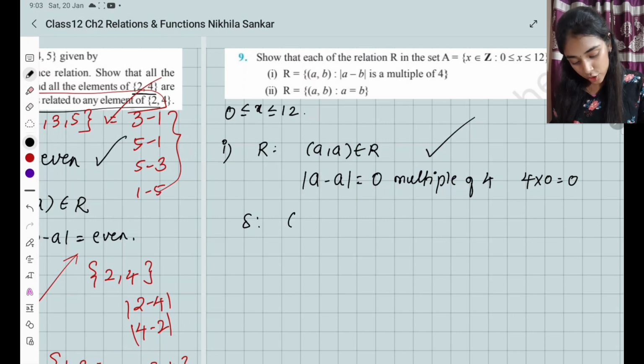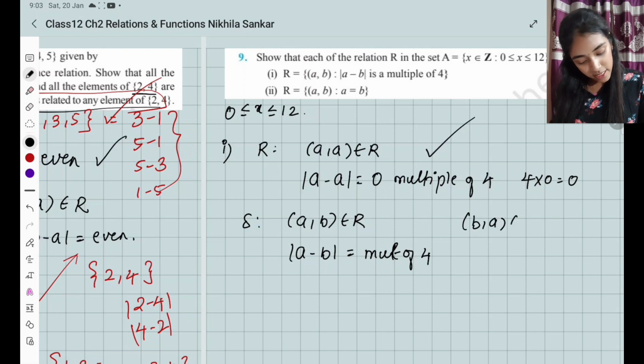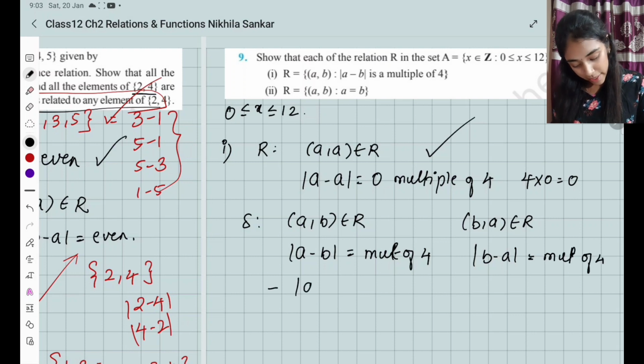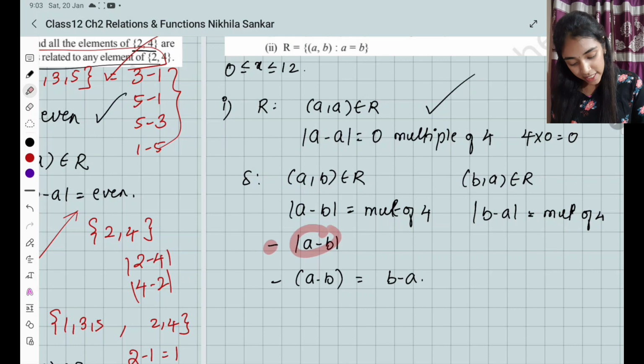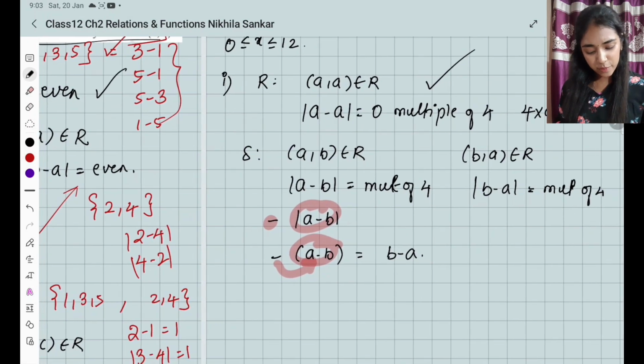Now what happens for symmetric? You have a comma b belongs to R. So you have a minus b is going to be a multiple of 4. If you have b comma a belongs to R, also have b minus a, which is also going to be a multiple of 4. Correct? Here we can simply take the minus. Minus of a minus b, when the minus comes out of the mod, is simply a minus b. Multiplying the minus inside, you have b minus a. Remember this minus is outside the absolute value. So take it outside the absolute value and then apply the minus sign. Understood? Clear? So this is going to be a symmetric relation.